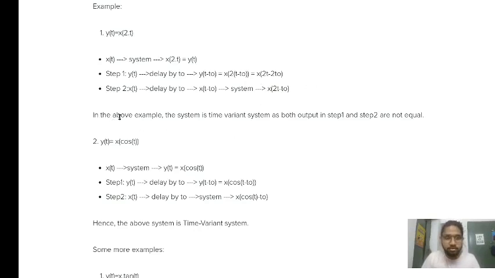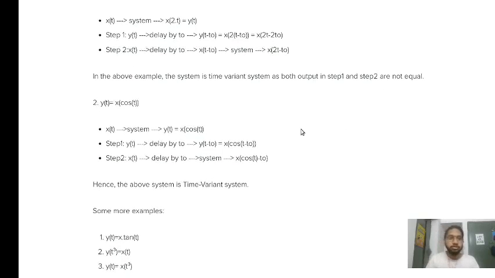It's written here in the above example. The system is time variant, as the outputs in step 1 and step 2 are not equal. Let's take the second example, y of t equals x of cos t.